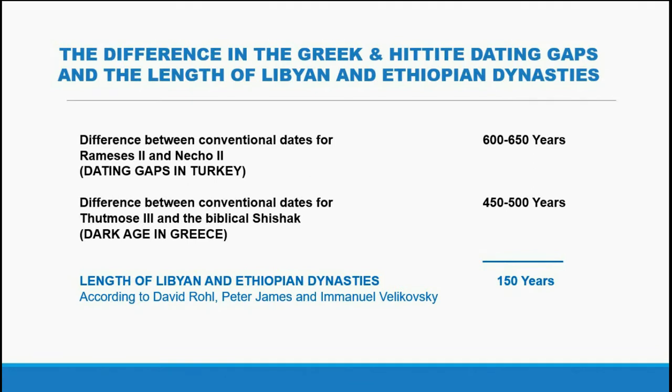1200s BC. Now the difference in these dating gaps in Greece and Turkey of around 150 years, where one area obtains its absolute BC dates due to the conventional dating of the 18th dynasty, and the other due to the conventional dating of the 19th dynasty, can be explained if the two dynasties were separated by around 150 years, as argued by Velikovsky. Now, ironically, Velikovsky, Peter James, and David Roll all agree on the length of time that should be assigned to the third intermediate period when the Libyan and Ethiopian dynasties ruled.